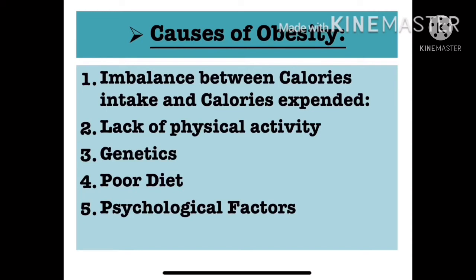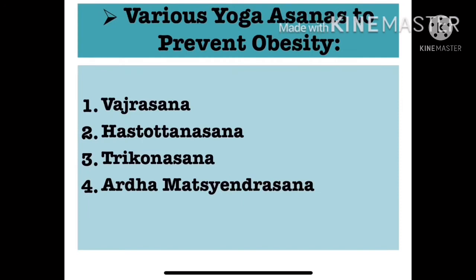Obesity and mental health are two medical conditions often said to be closely related. A person's mental well-being can have a direct impact on their weight. Under stressful circumstances, individuals may be prompted to eat by their emotions rather than an actual feeling of hunger. So next are the various yoga asanas to prevent obesity.